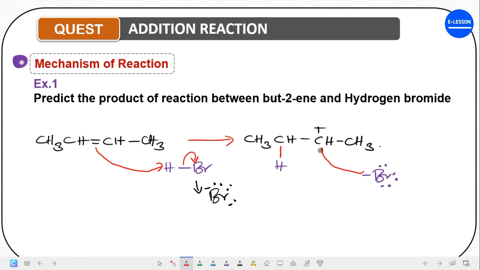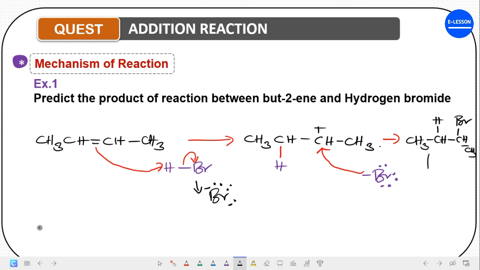So this bromine ion now will attack this positive charge here. So the product of this reaction will become CH3, CH. Now this hydrogen plus this hydrogen, you can decide to put it up here, right? To make it easier. And then CH, here is what? Br. And finally CH3.